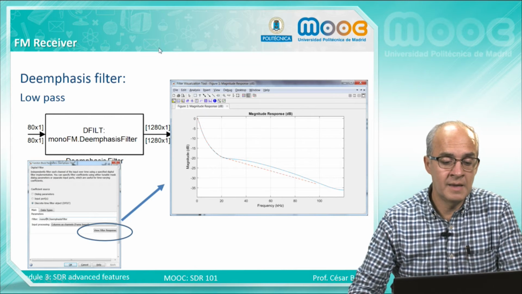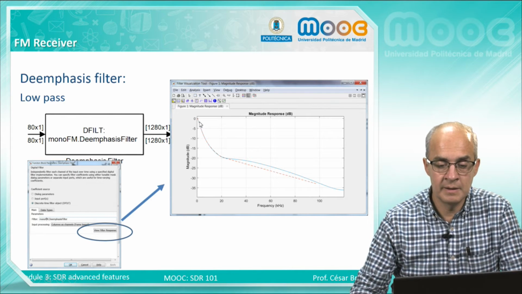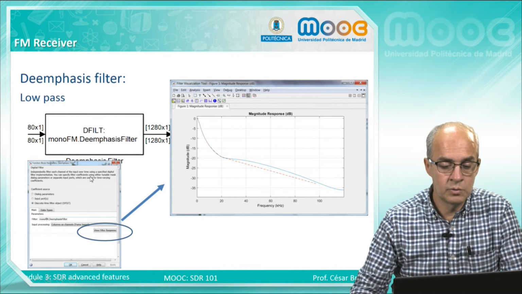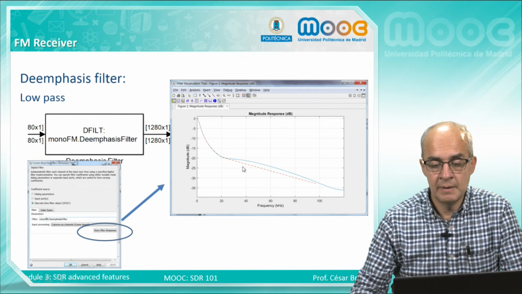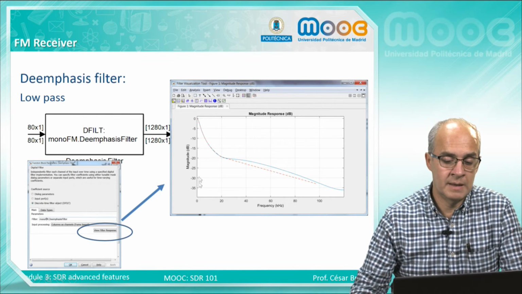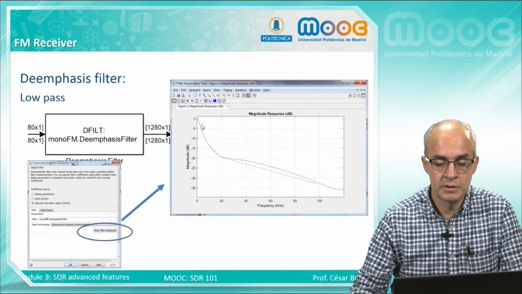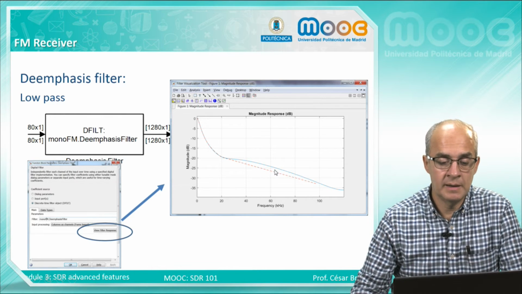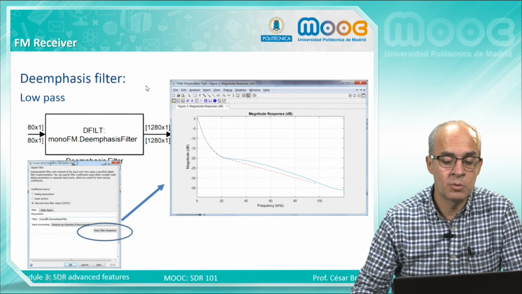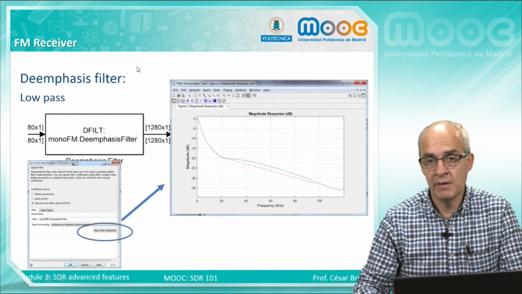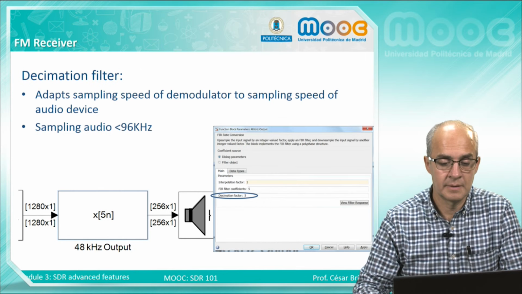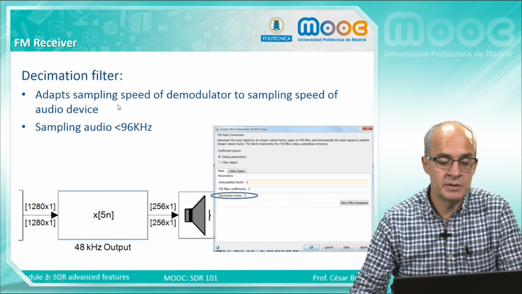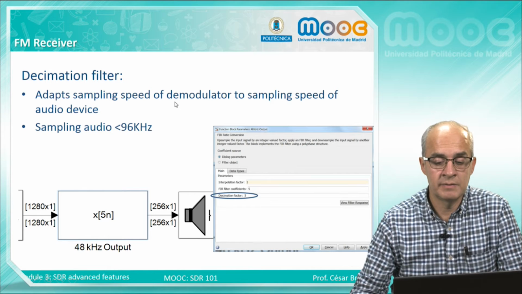This is the emphasis filter. This filter has been modeled to attenuate the high frequencies and let the lower frequencies pass. So it's a low pass response, and it equalizes the modulated signal. It's used in all the FM receivers. And finally, the decimation filter. It adapts the sampling speed of the demodulator to the sampling speed of the audio device.